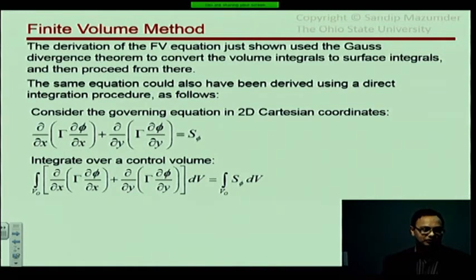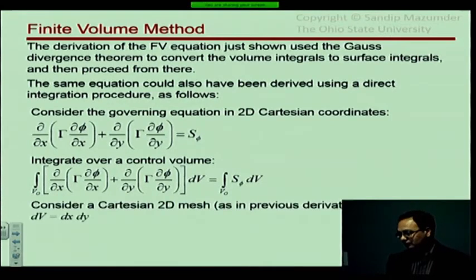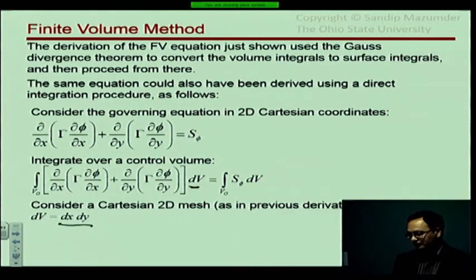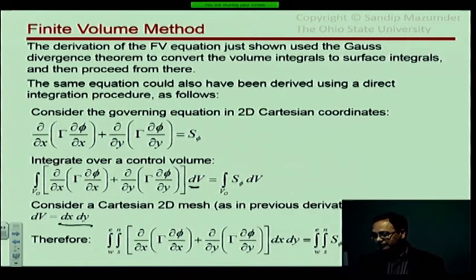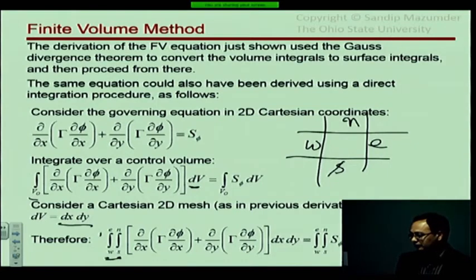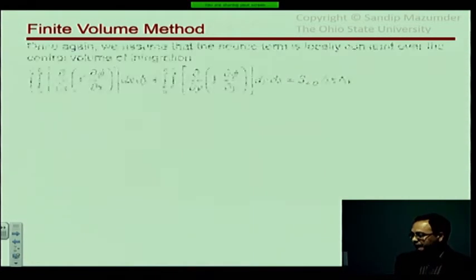At this point in the previous derivation, we applied the divergence theorem and converted the left-hand side to a surface integral. We are not going to do that anymore here. Your dV here for a Cartesian stencil is dx dy. So the integral over volume simply becomes a double integral from south to north, west to east. So basically we are looking at this stencil here. We are going from south to north and from west to east, on both sides. So that's our equation.